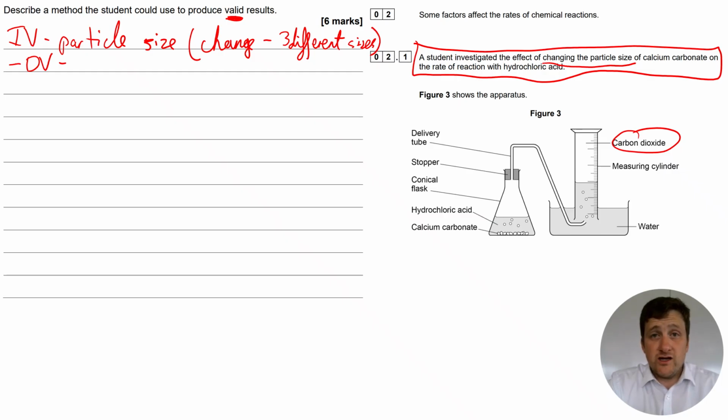This is my gas, carbon dioxide, and by rate we need 2 things. We need a stopwatch and we need something to measure the gas. Oh, look at that, we've got a measuring cylinder. So we're already going to use that, okay? So we need our dependent variable. It's going to be, again, using that term, measure.